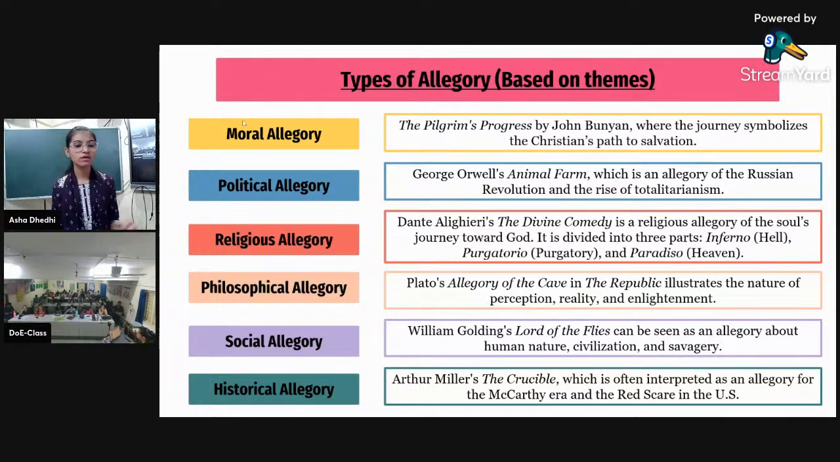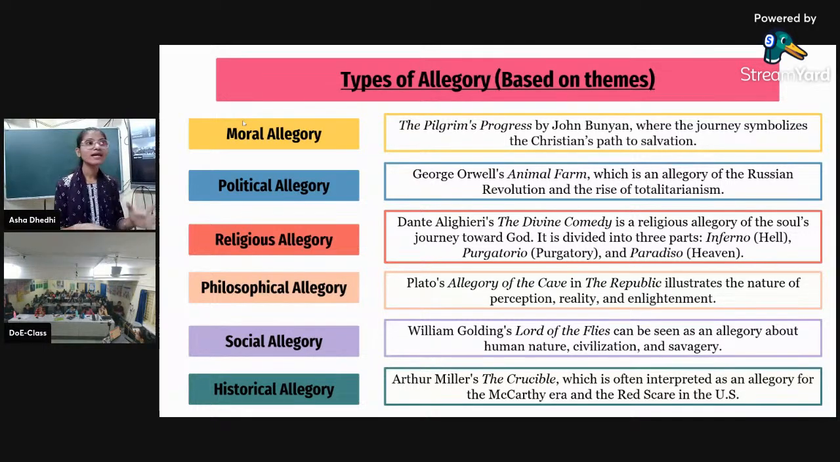So it can be considered a moral allegory. Then political allegory. So George Orwell's Animal Farm, right? It is based on the Russian Revolution, which happened during that time, 1905, 1917, right? Two Russian revolutions were there. So that is a political allegory.